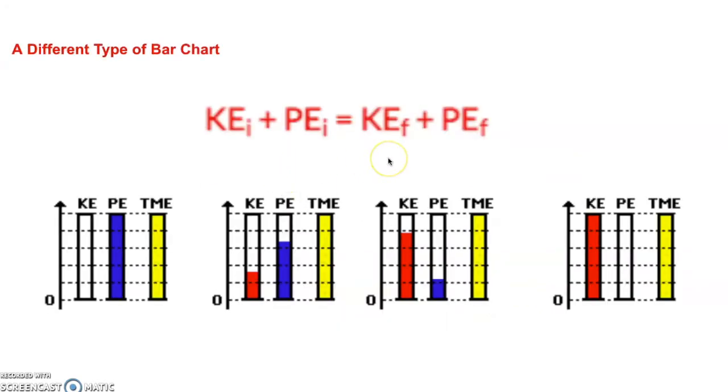Now, what if there is no work? And we can look at bar charts this way too. So we got kinetic, potential, and total mechanical. With this type of bar chart, these two added together will equal total mechanical.